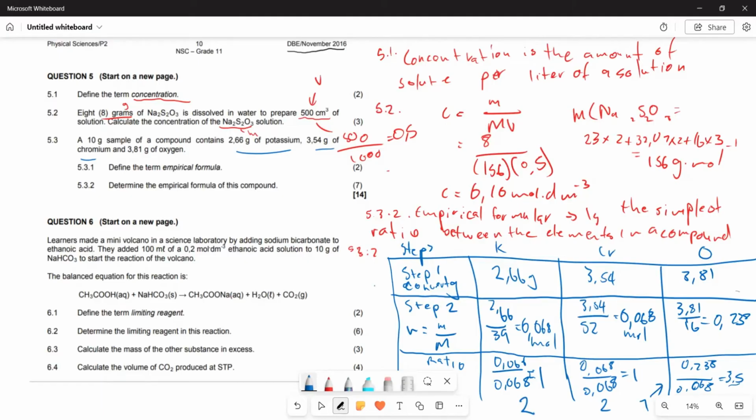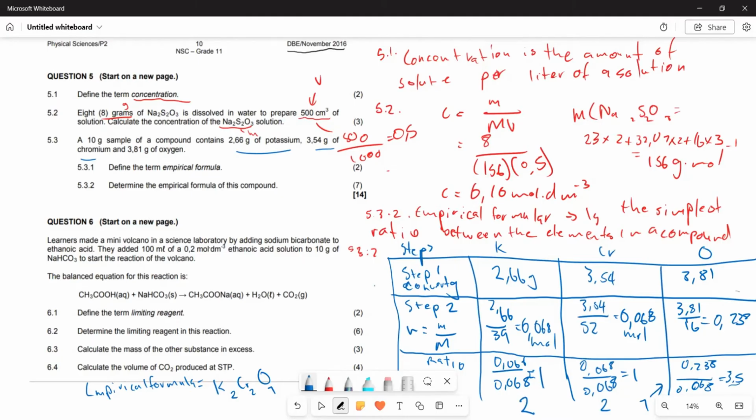So now, your empirical formula that you are going to have here, what is it going to be? Now look, what is your potassium? Your potassium is 2, and your chromium, your Cr, is 2, and your oxygen is going to be 7. So this is therefore going to be the representation of your empirical formula for this particular question. All right, now hopefully this makes sense.